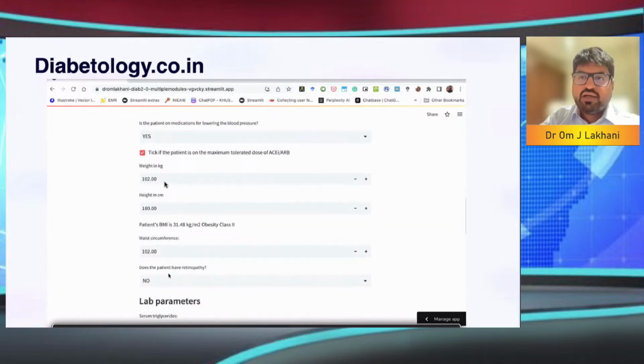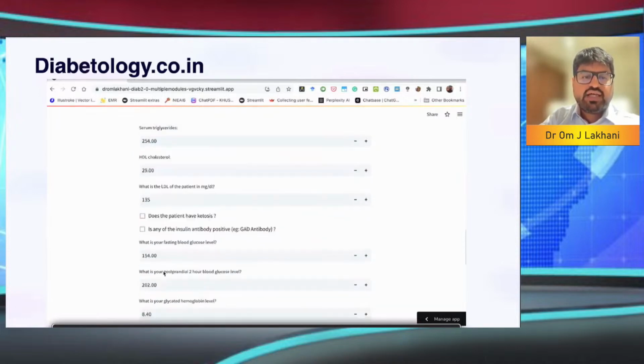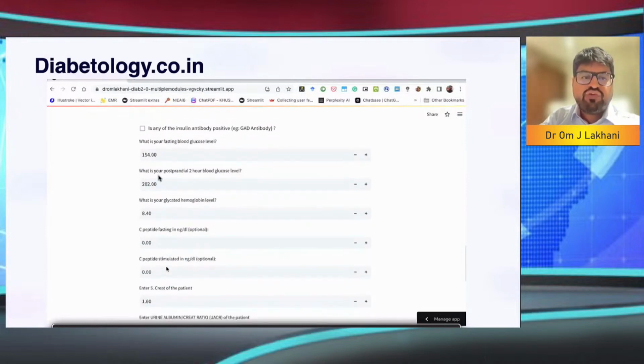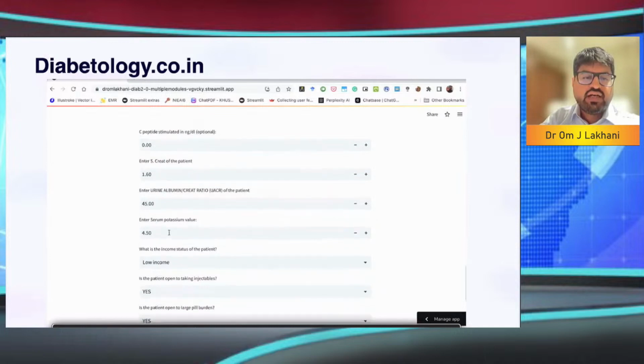In this patient, we have entered the data. Patient's weight is 102, height is 180, so BMI is 31. So this is an obese patient, right? We have entered the triglyceride, the HDL, the LDL levels. The patient's fasting blood sugar is 150, post meal is 202, HbA1c is 8.4. You can skip the C-peptide values if they are not available. Let's say this patient has a creatinine of 1.6 and a urine albumin creatinine ratio. It says 45. Let's increase it to, let's say, something like 102. Potassium, let's say, is normal.